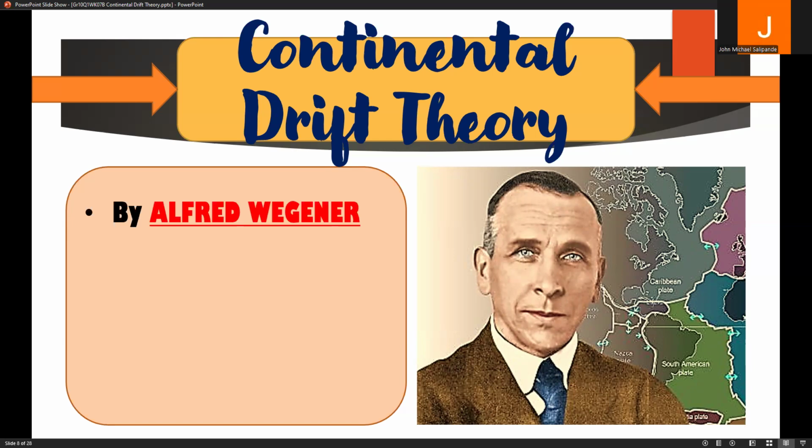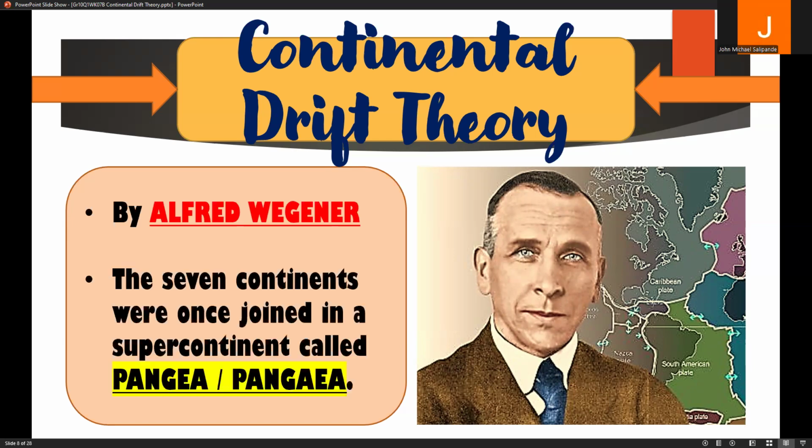And from the title of the theory itself, continental drift theory, it basically means that the continents are separating, moving away from each other. So basically, this is one lesson about divergent boundaries. But there's a much more complicated scenario behind that. According to Alfred Wegener, the seven continents were once joined in a supercontinent called Pangaea.